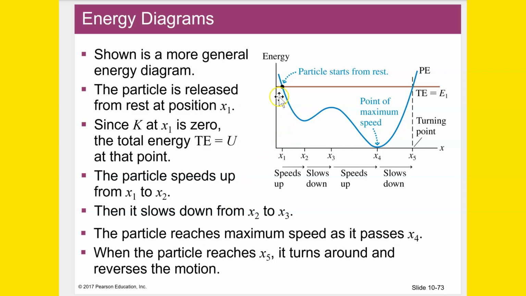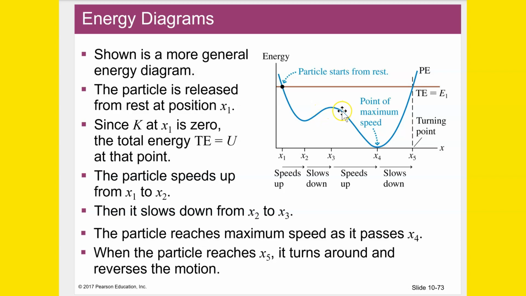How do we know that it's speeding up from x1 to x2? Because potential energy is decreasing. If potential energy is decreasing, but the total energy of the system is not, then it has to be changing into something else, which is kinetic. And if it's changing into kinetic energy, then it has to be speeding up. After it goes from x2 to x3, though, the potential energy is increasing, which means the particle has to be slowing down because kinetic energy is converting into potential.